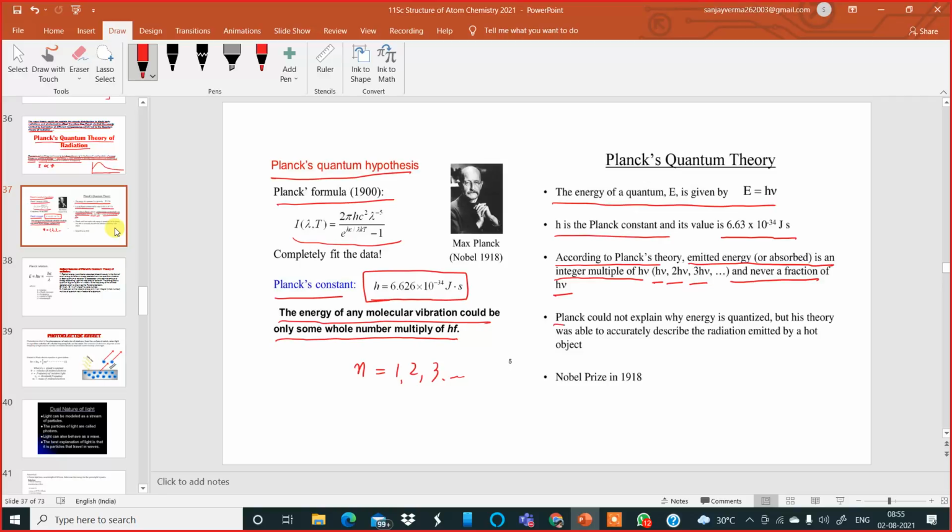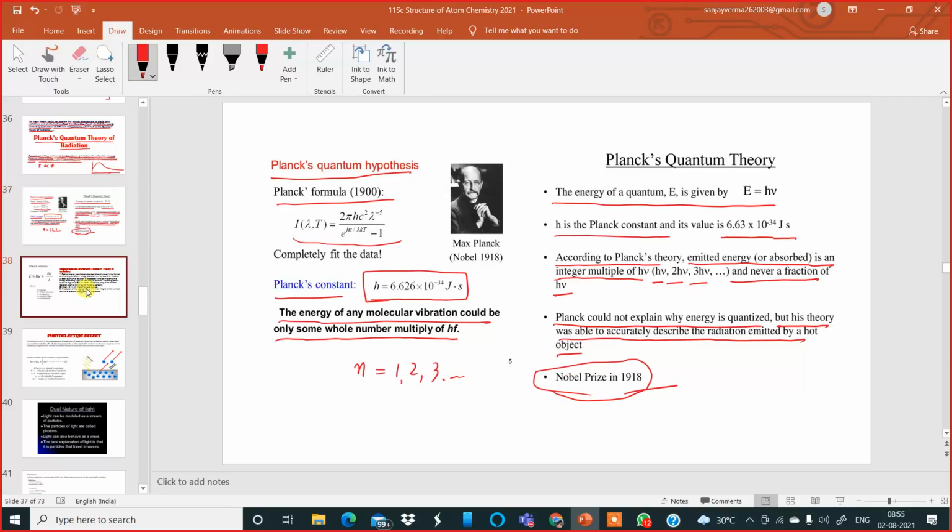Now Planck could not explain why energy is quantized, but his theory was able to accurately describe the radiation emitted by a hot object. That is why it was accepted widely. Okay. Now this fellow got the Nobel Prize after around 18 years, in 1918, after completing his work.